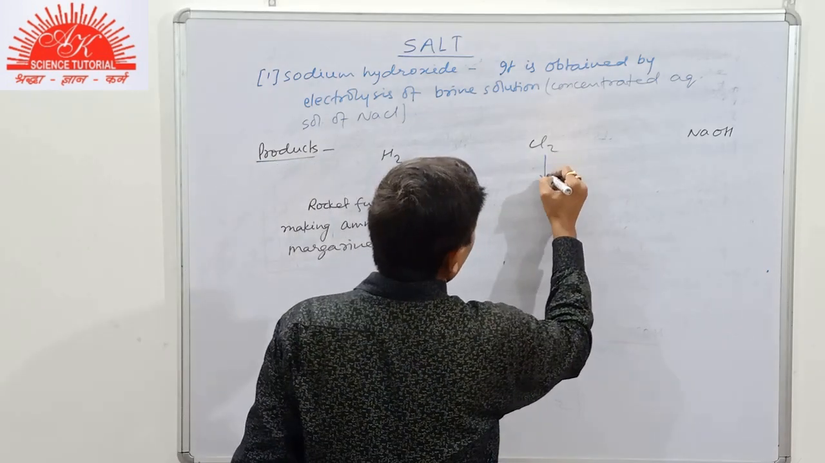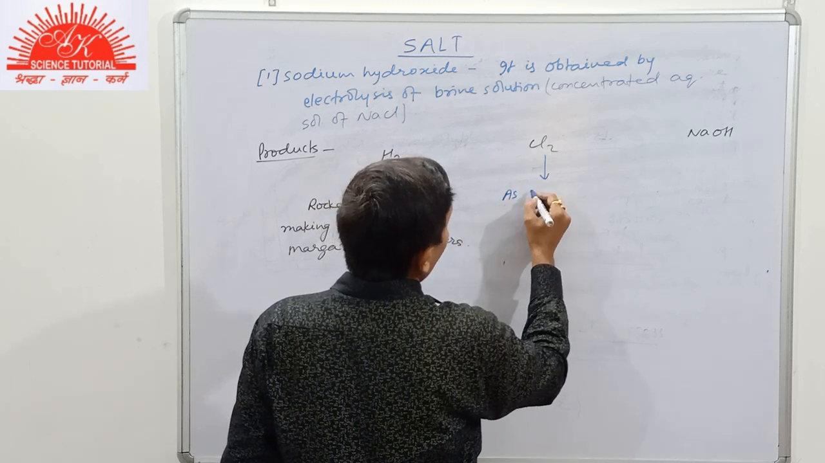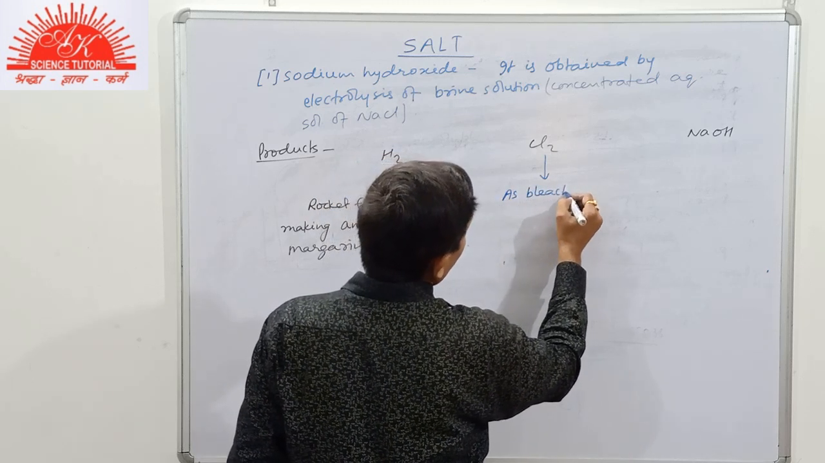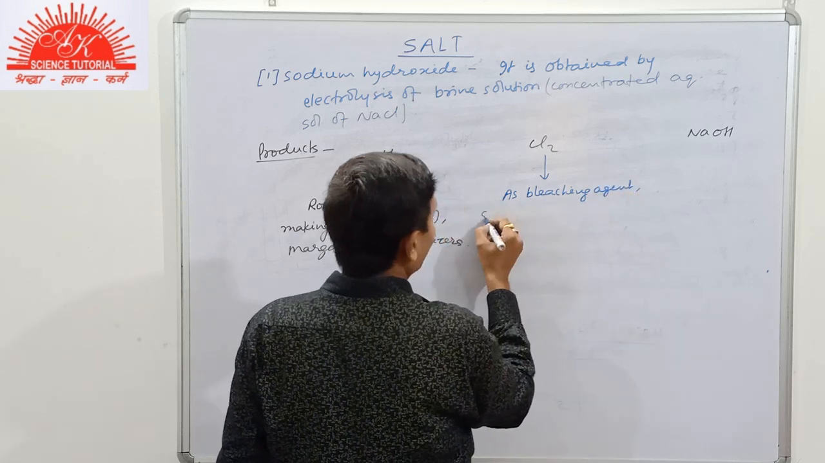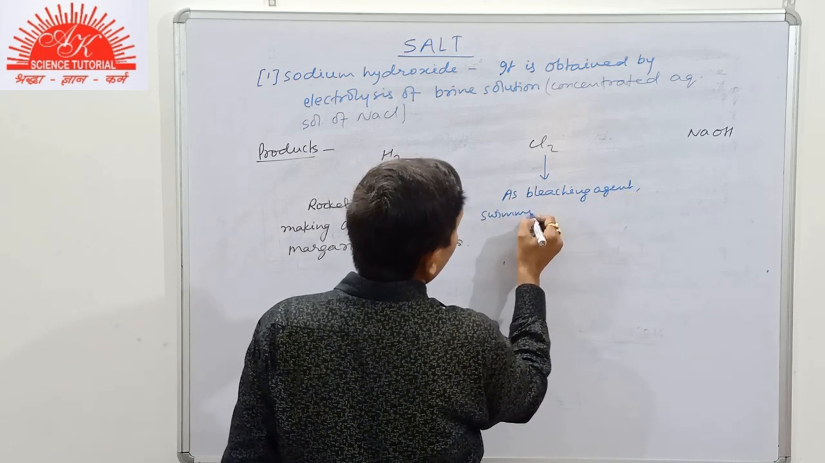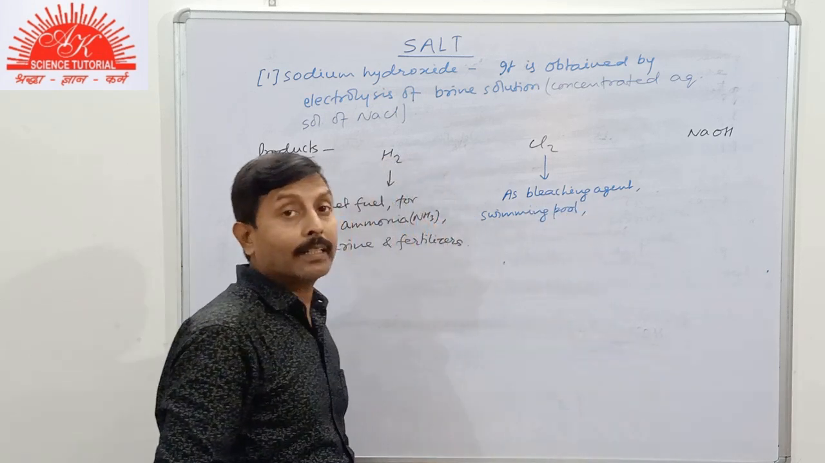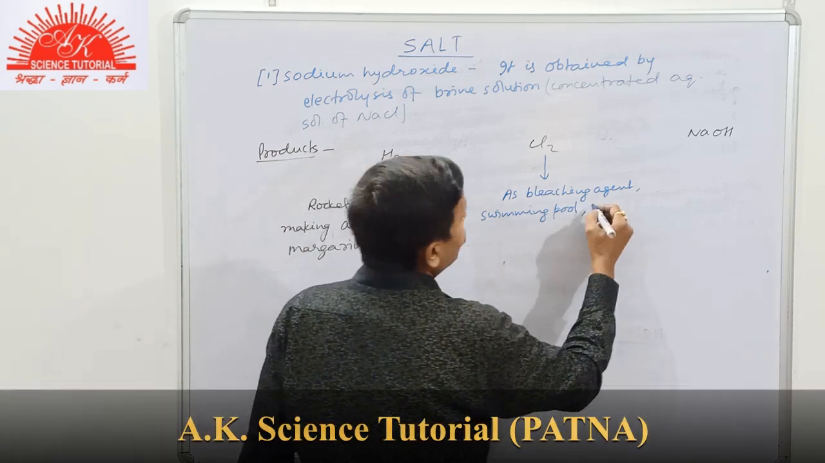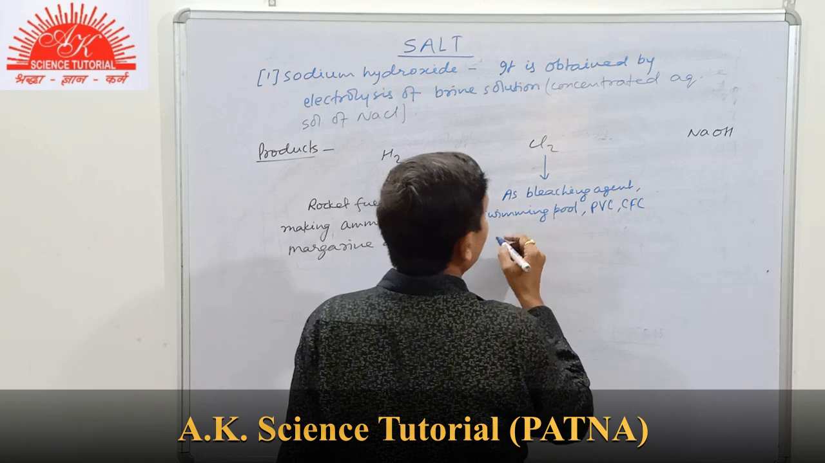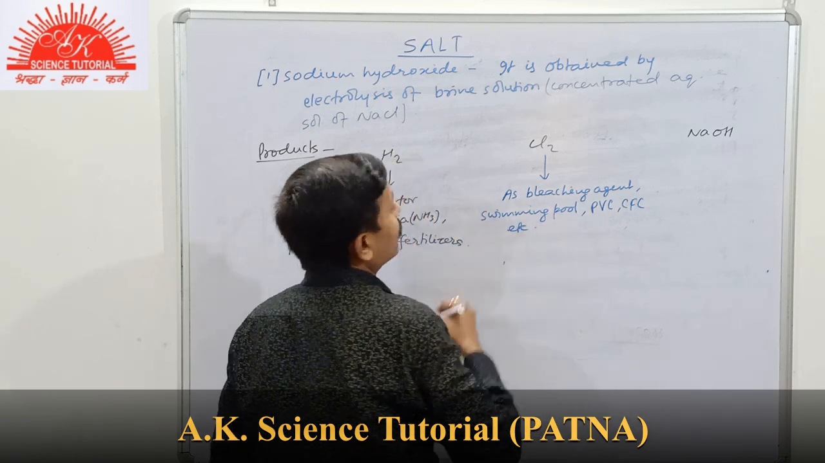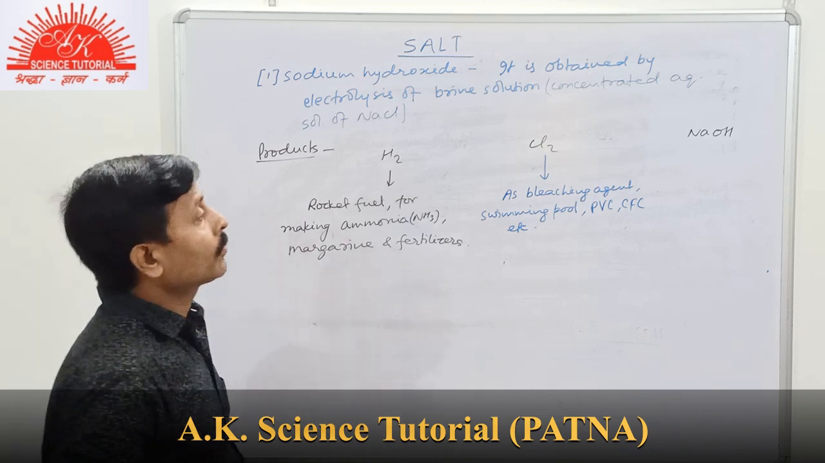Now chlorine is used as a bleaching agent, in swimming pools for disinfecting, for making PVC, CFC, etc. That is, it is used for many other processes also.